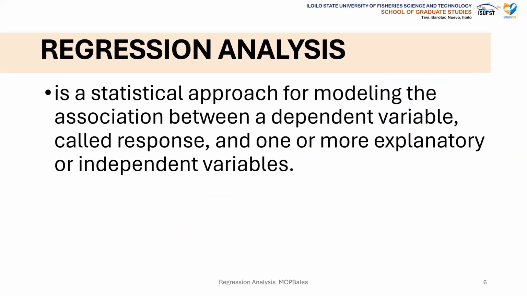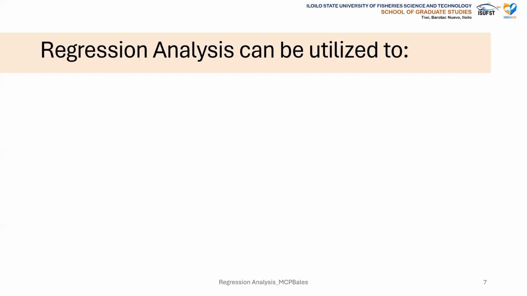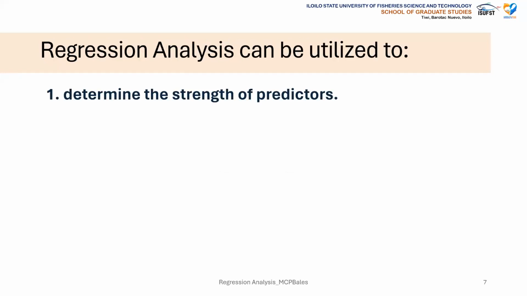When we speak about regression analysis, it is a statistical approach for modeling the association between a dependent variable called response and one or more explanatory or independent variables. It could be used to determine the strength of predictors. That's why if it is really a predictor, then we have to determine, no?